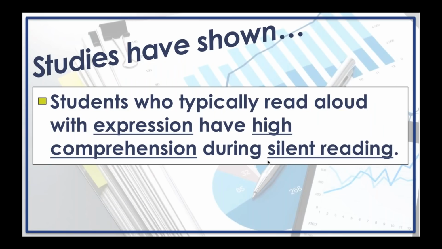Studies have shown that students who typically read aloud with expression have a high comprehension rate during their silent reading. So one way to tell if your students are really doing good with silent reading is, how are they sounding when they're reading out loud to you? So say you have them in a guided reading group or they're reading something out loud in front of the whole class. Are they reading with good fluency and expression? If they are, chances are when they're reading silently, they have a nice high comprehension rate too.